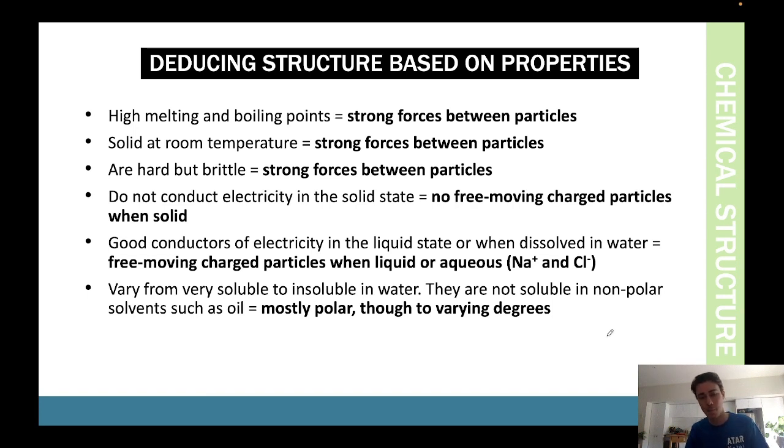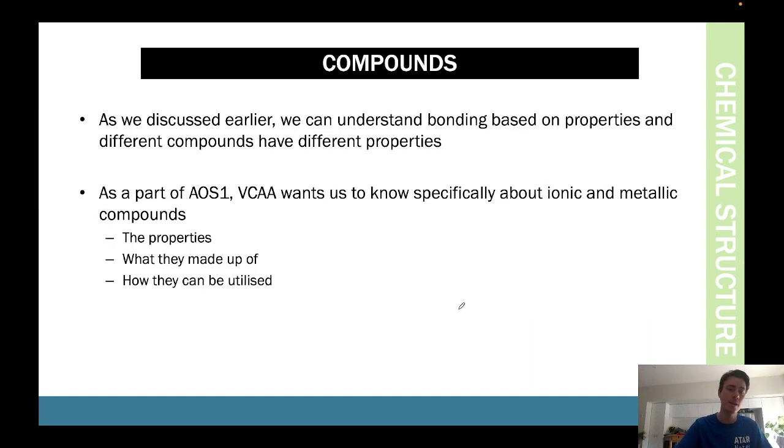Some metals can be hard but brittle. This is more about ionic substances, but some metals are generally hard and can be brittle if they are alloys. So they've been made in very specific ways, and they would still have strong forces between molecules. This is about ionic substances. And then if we talk about liquid and so forth, this is where we start to move into our ionic substances, which we refer to as compounds.